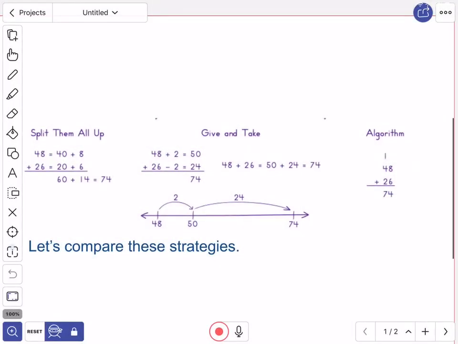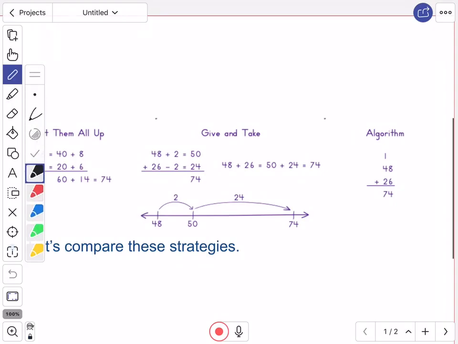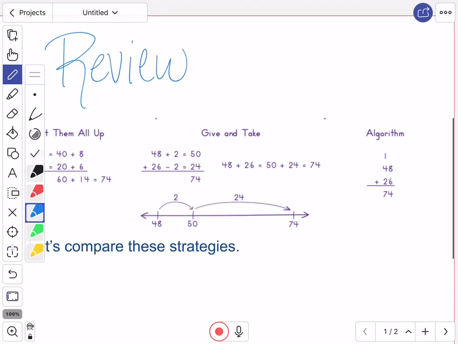All right, boys and girls, so I want to do a little bit of a review before we actually start the next lesson. I want you to think way back to when we were still in school and we were talking about different strategies for addition.